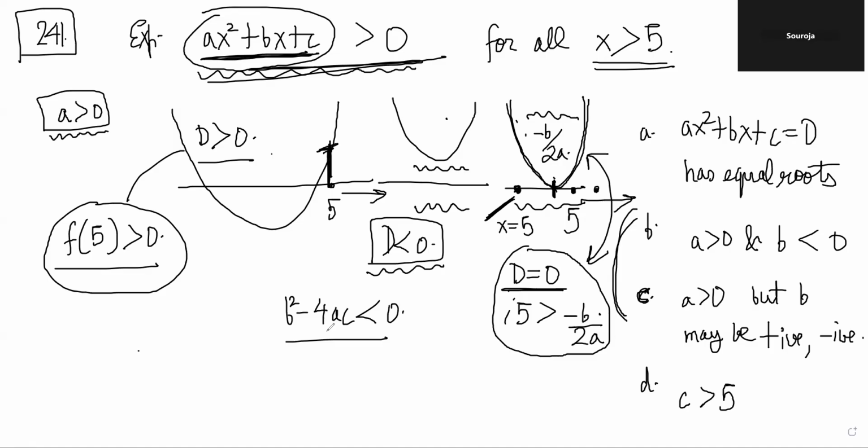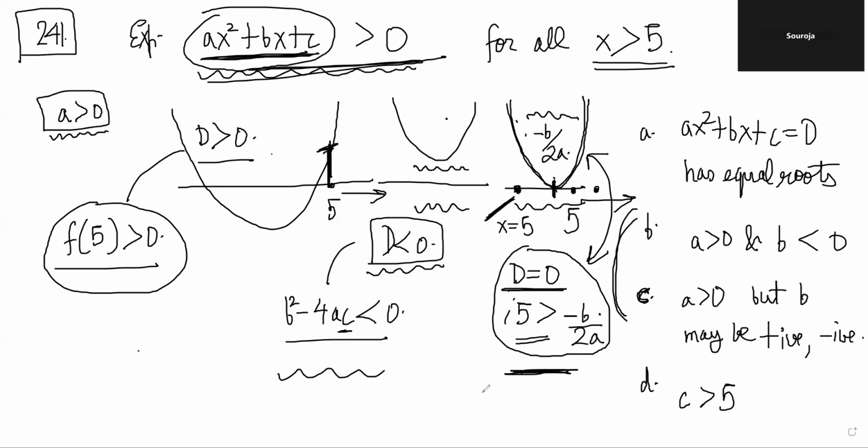Ax square plus bx plus c is greater than 0 for all x greater than 5. Okay, so we are not getting any option looking like this here because nobody is saying anything about c. So let's look at the third case, this case. We are getting D is 0 and this happens.